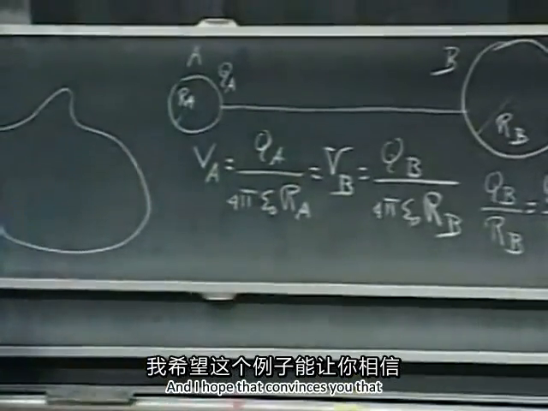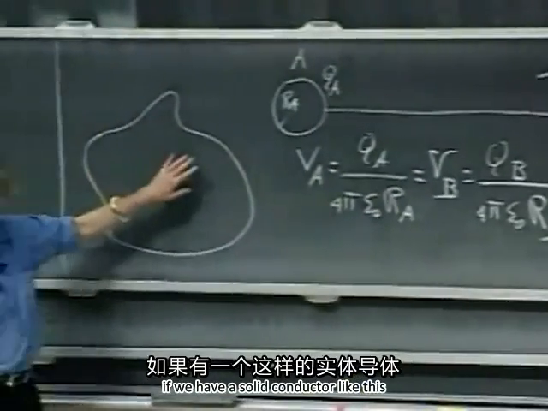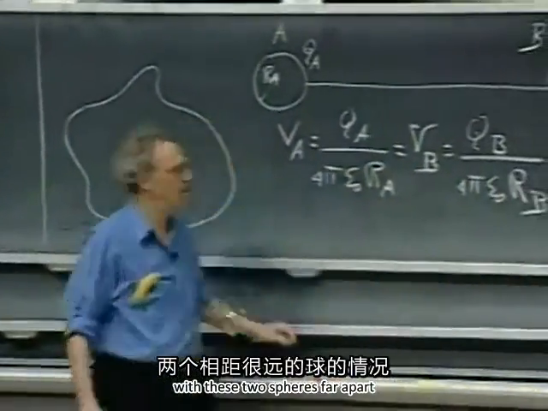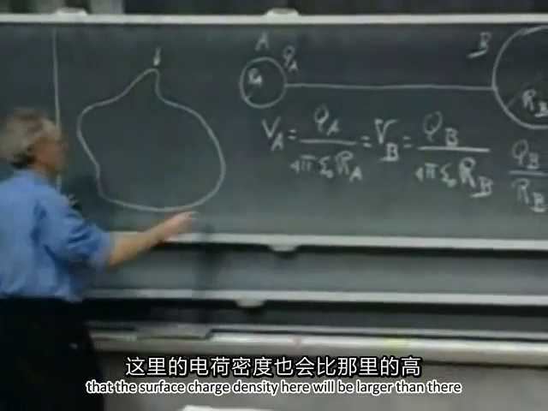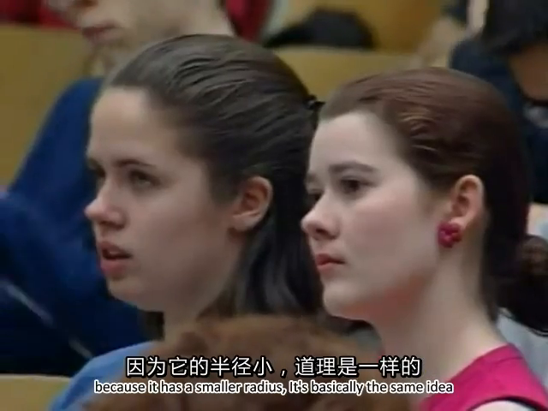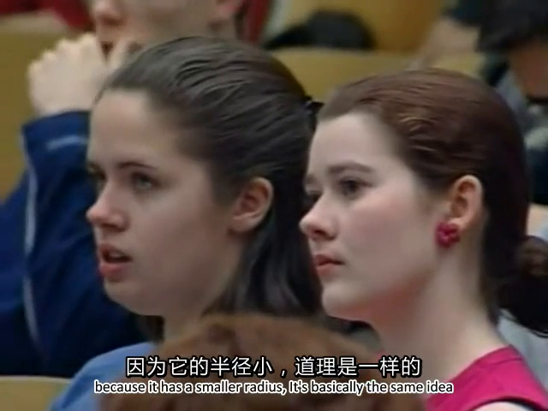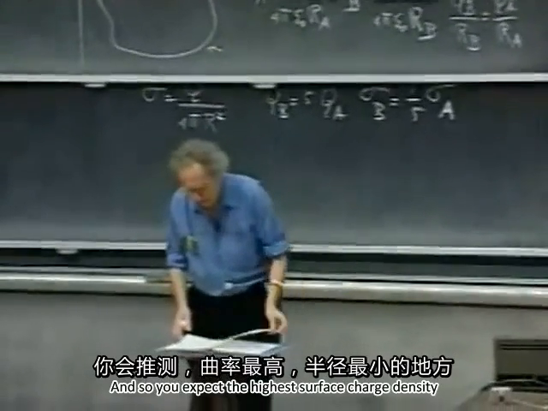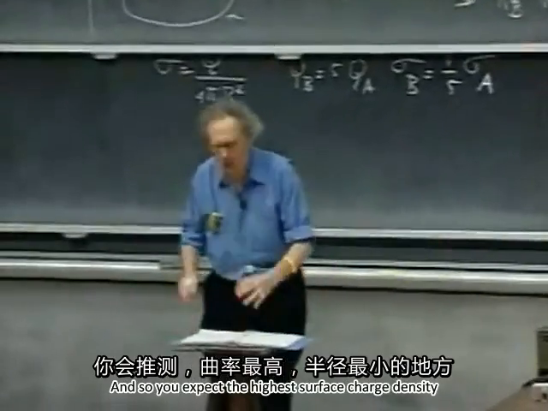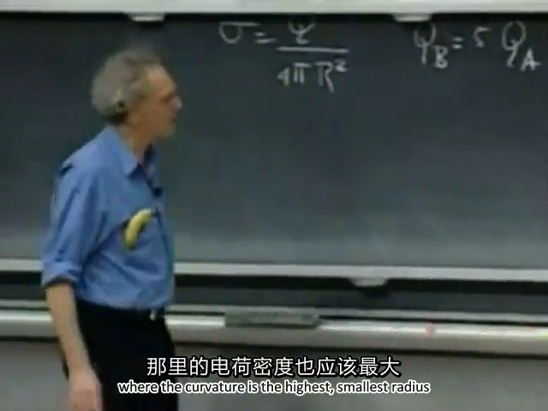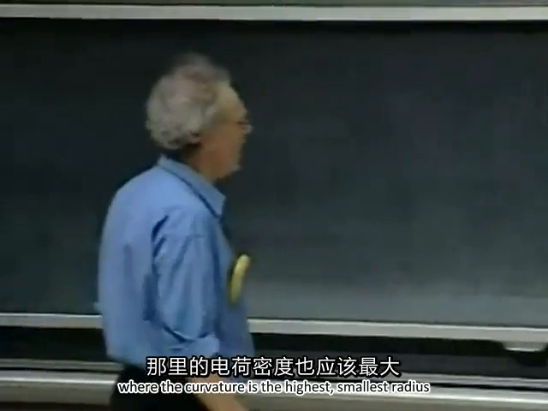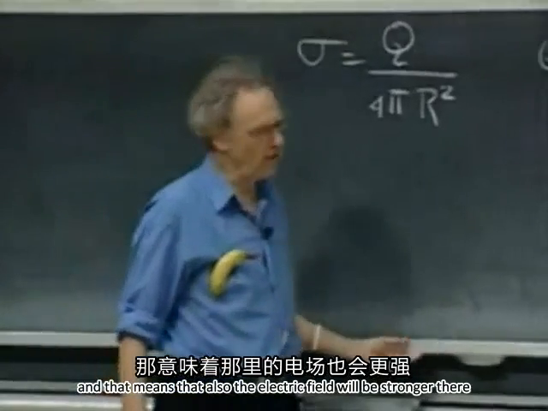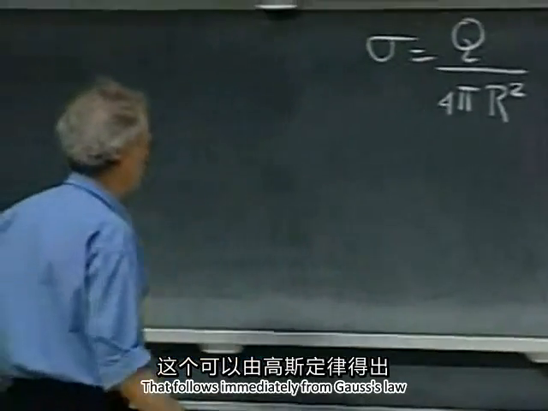And I hope that convinces you that if we have a solid conductor like this, even though it's not ideal as we have here with these two spheres far apart, the surface charge density here will be larger than there, because it has a smaller radius. It's basically the same idea. And so you expect the highest surface charge density where the curvature is the highest, smallest radius, and that means that also the electric field will be stronger there. That follows immediately from Gauss's law.